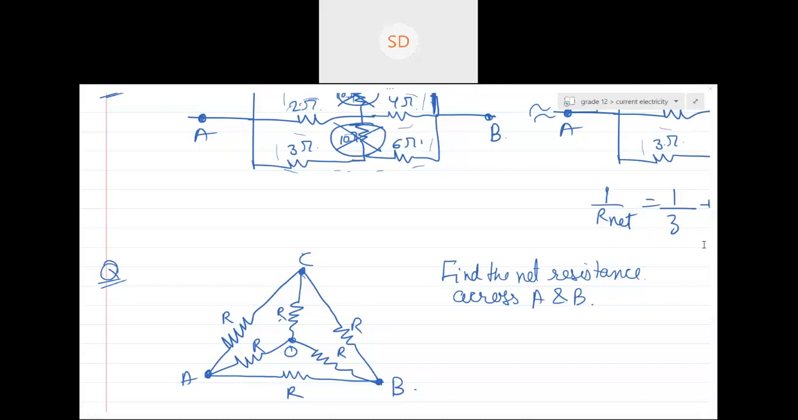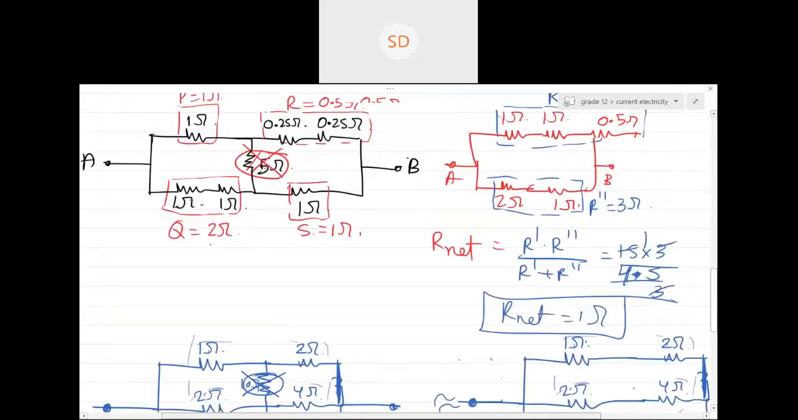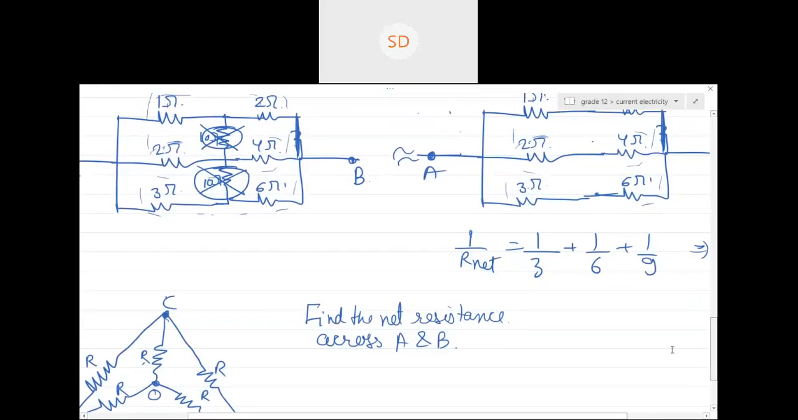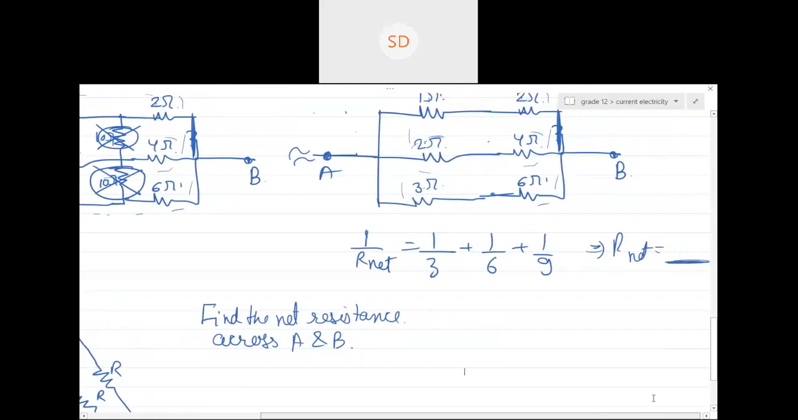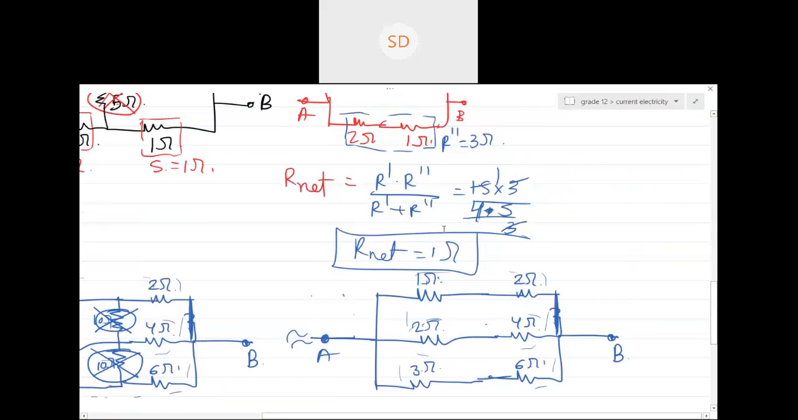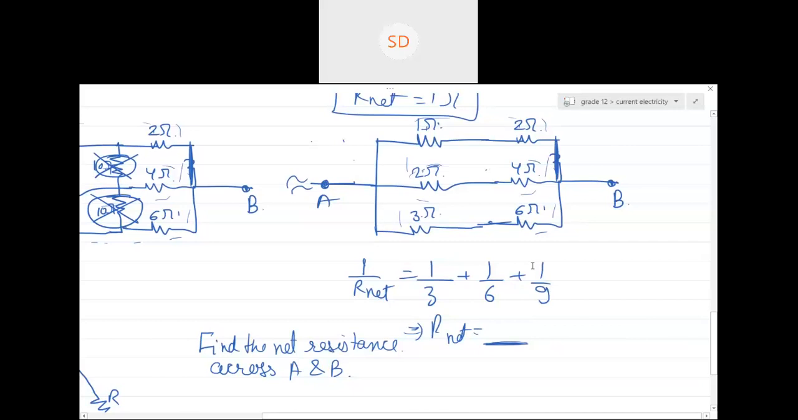Previous to previous. This one. Okay, okay. I just saw it. What is the answer for this one? So is it R itself? For the top one? No, the top one is basically this. That is 1. I'm asking for the second question which I gave. 1 by 3 plus 1 by 6 plus 1 by... So is it 3 by 2? 0.72? Is it 1.72 ohms?